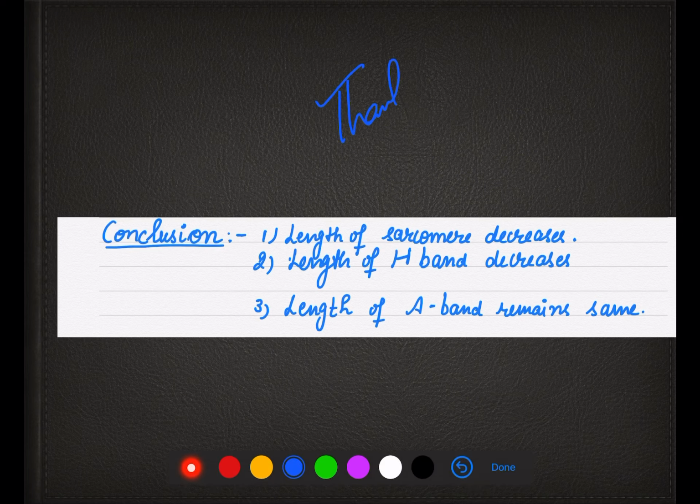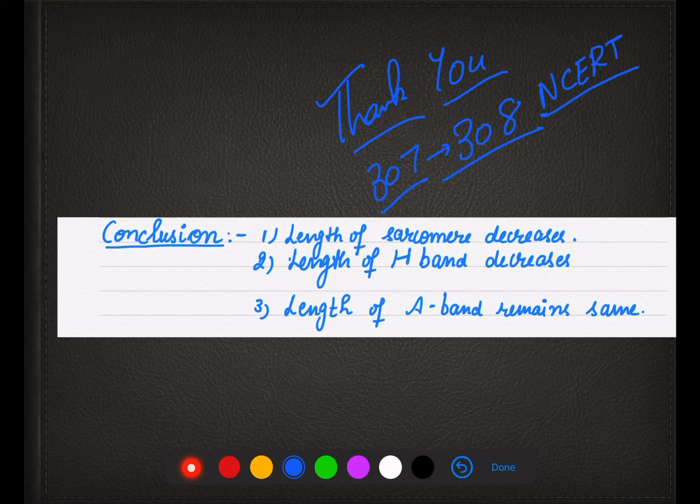Go through this video one or more times, you will be able to understand the concept easily. If you read page numbers 308 and 307 after my lecture, everything will be correct, everything will properly go into your mind. So please read page numbers 307 and 308 of your NCERT.